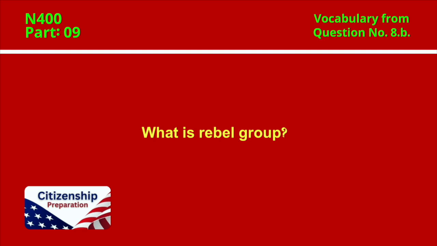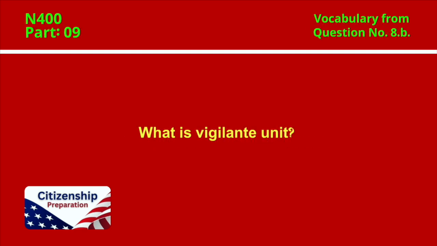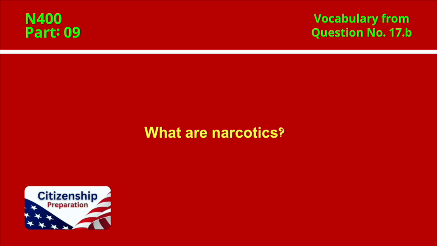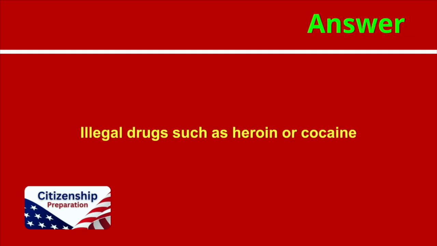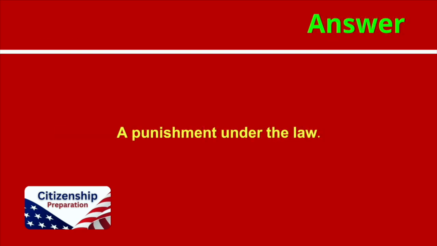What is rebel group? A group that fights a government. What is vigilante unit? A group that acts like the police, but is not official. What are narcotics? Illegal drugs, such as heroin or cocaine. Do you understand the meaning of sentence? A punishment under the law.